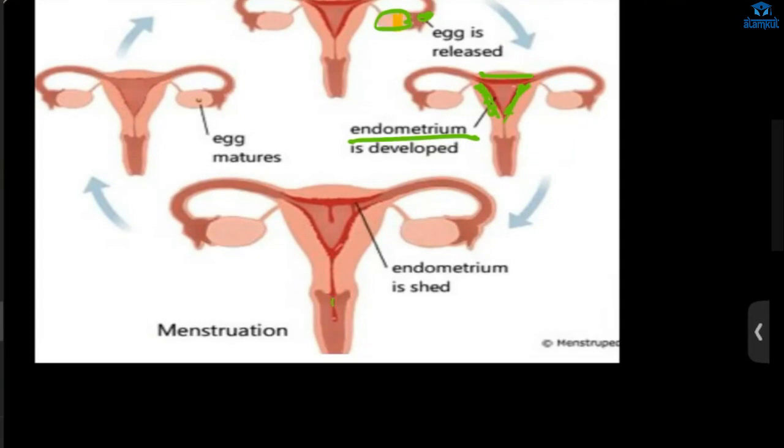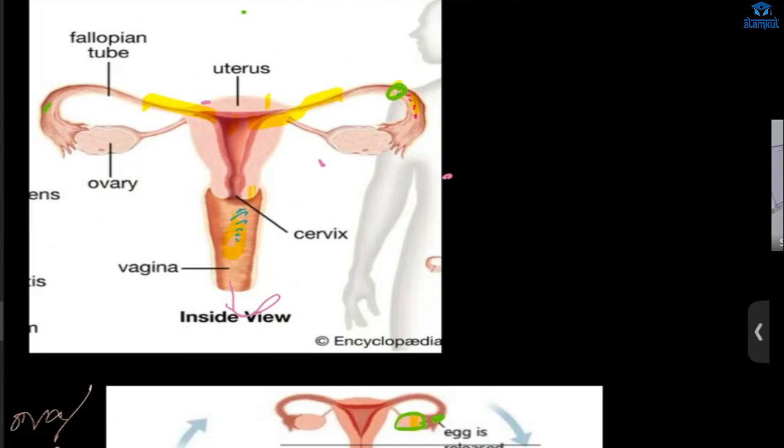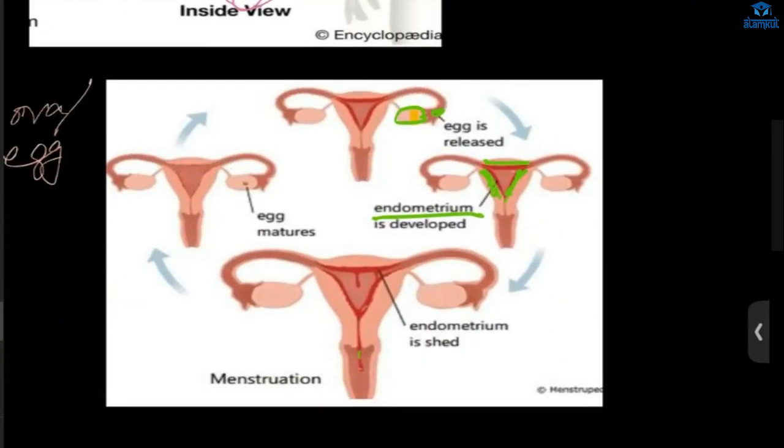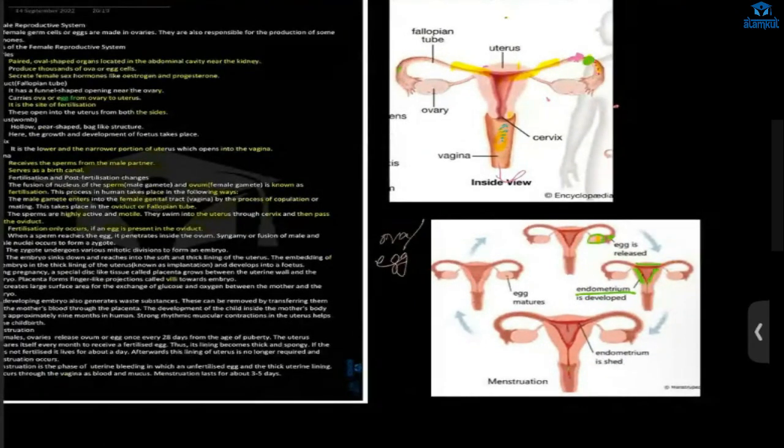So all the time the egg will not be present here. Only at a particular time, when the eggs are mature, will one be released. If at that time the sperms have come, then there will be fertilization. And during pregnancy, menstruation will not occur; the bleeding will not occur. Understood, Shazan and Ria? Yes, ma'am. Got it right? Yes, ma'am.